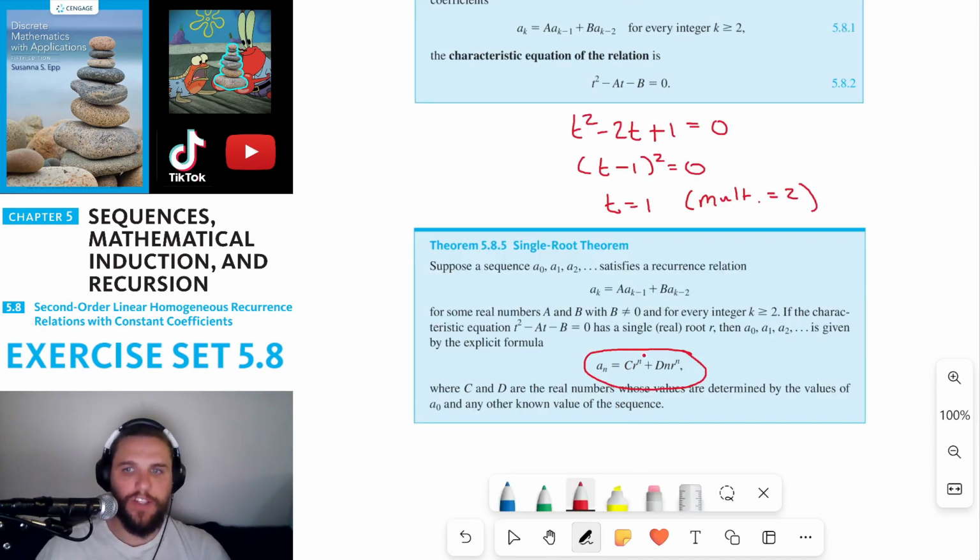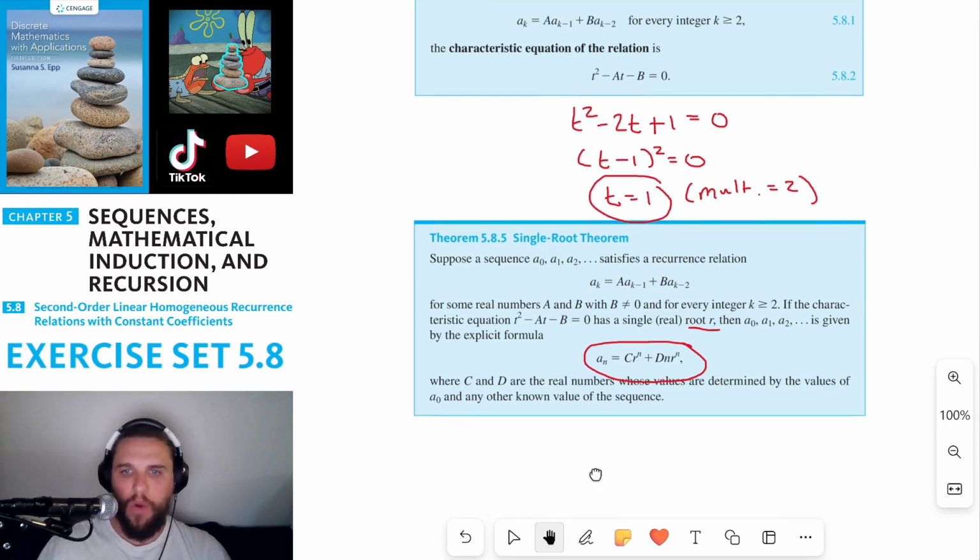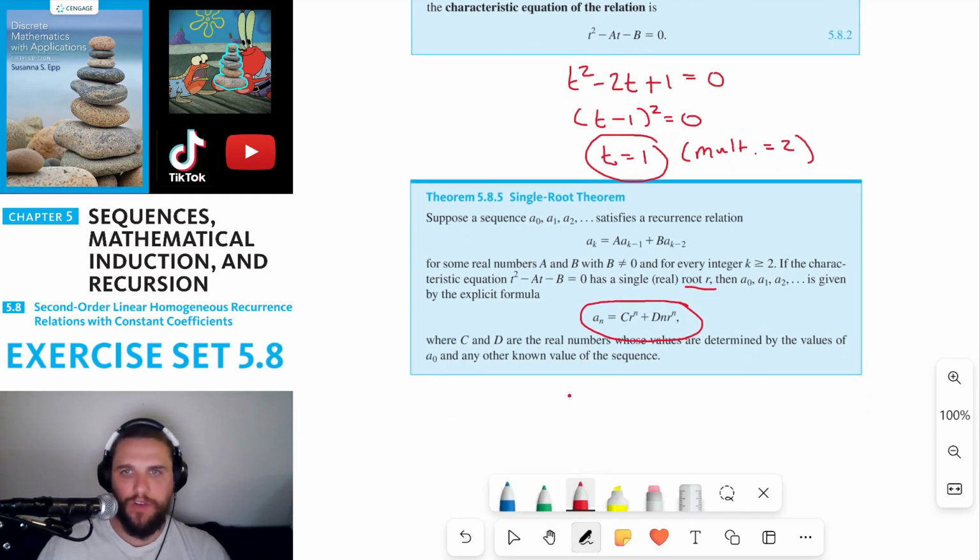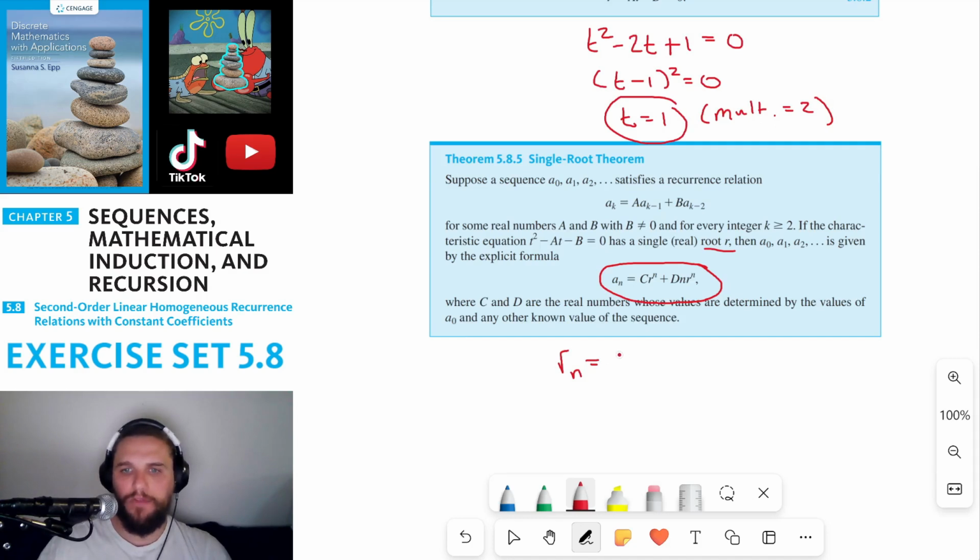r here is the root, and the root that we got for the characteristic equation was just t equals 1. So we're going to plug in 1 for r in this solution. So our explicit formula would be r sub n equals c times 1 to the n plus d times n times 1 to the n. Now, raising 1 to any power is just going to be 1. So we get r sub n equals some constant c plus some constant coefficient d times n.